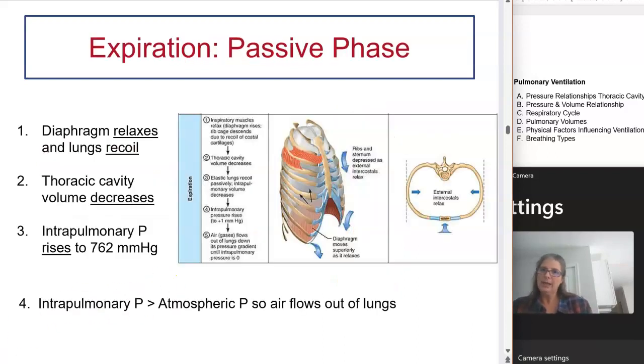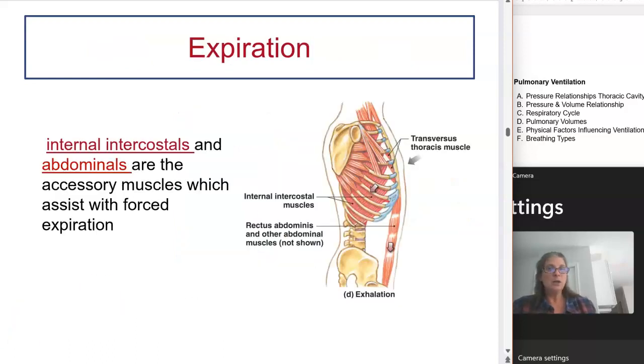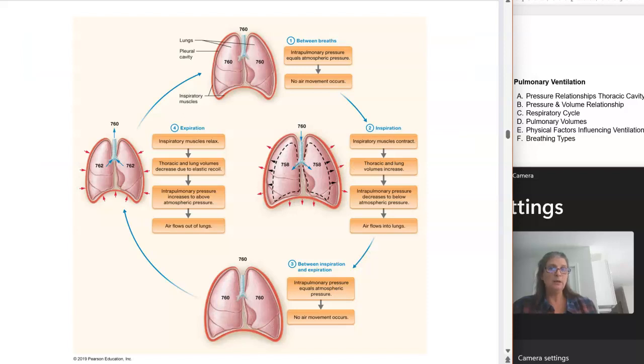Now, when we're looking at this whole passive process, I mentioned the lung recoil. And there's a little blank in your notes, so make sure you write that, because the diaphragm does relax, but the lungs recoil. So when you stretch them, they always go back to their smallest size, like a rubber band. And that's very, very important for expiration. If we lose our ability for our lungs to recoil, then that's a big problem. That's a lot of pulmonary diseases.